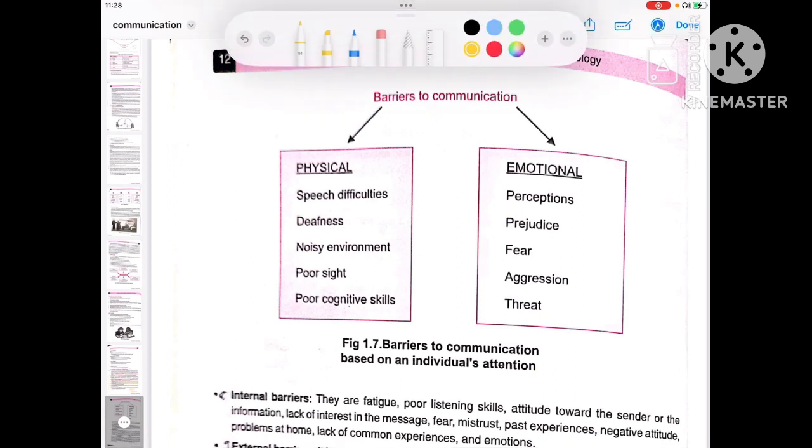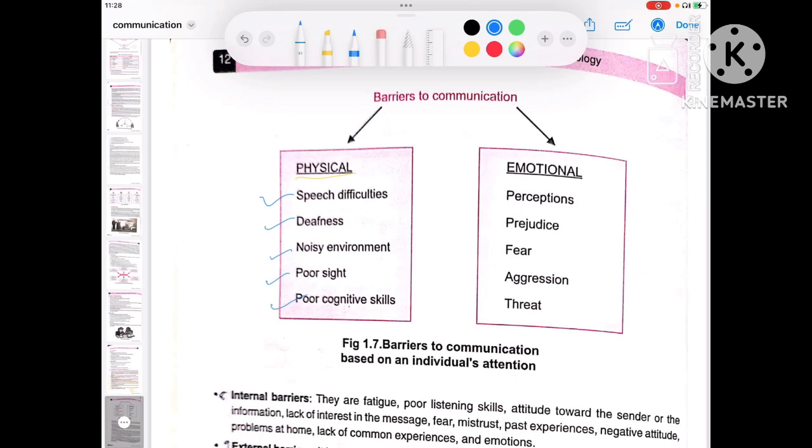The first one is physical. Under physical, what things come? The first is speech difficulties, then deafness, a noisy environment, poor sight, and poor cognitive skills. Physical barriers mean speech difficulties, such as stammering, repeating words, or pronunciation problems. Speech difficulties are a barrier, so they couldn't make good communication.